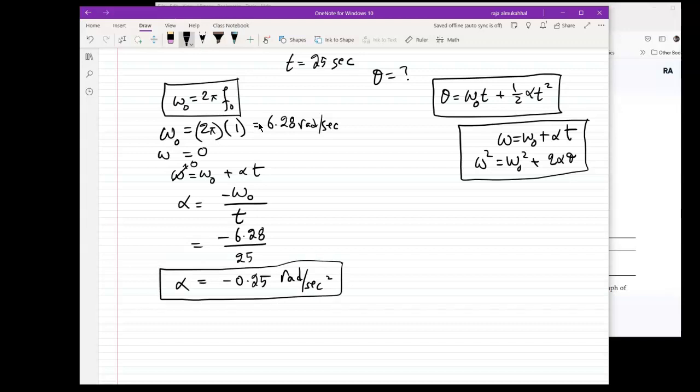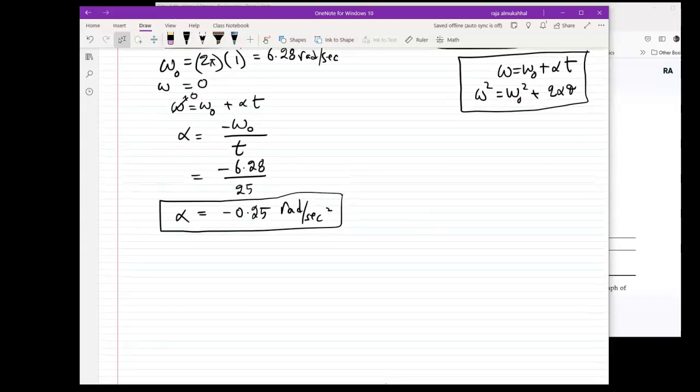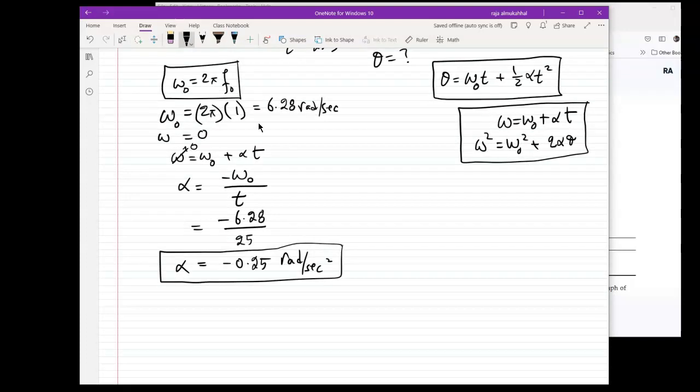Okay. Once I got that, I need to use this equation right here. Oh, you know what? You can use this one. It doesn't really matter. I can use either this one or this one. It will give me the same answer. I'm going to use this one, and you go ahead and try that and see if you get the same answer. I'm sure you will.